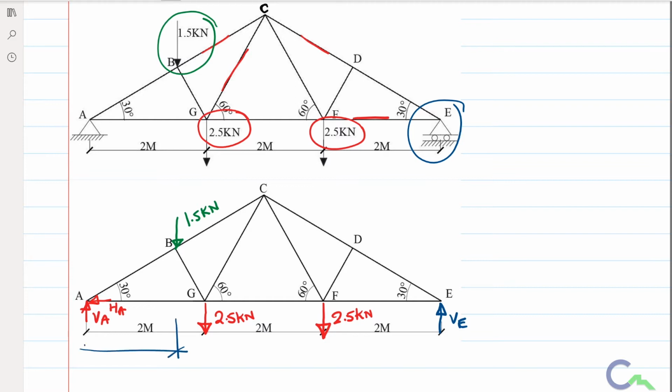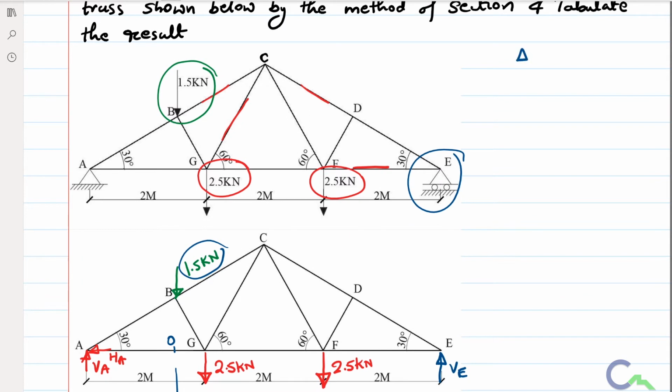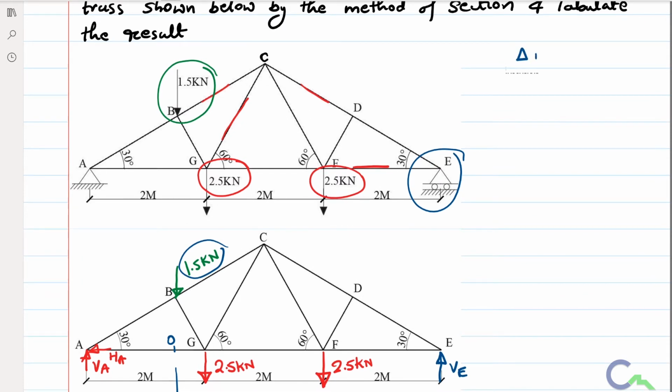So after taking all the forces, I want to find the horizontal distance from A for the force 1.5 kilonewton. I want to find this distance, so I will take this point as O. To calculate that, first I am going to consider triangle ABG. From that triangle I know the hypotenuse side, so I want to find AB first. I want to find this distance.